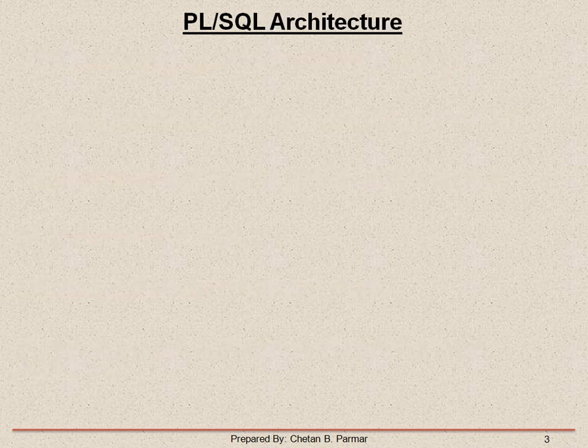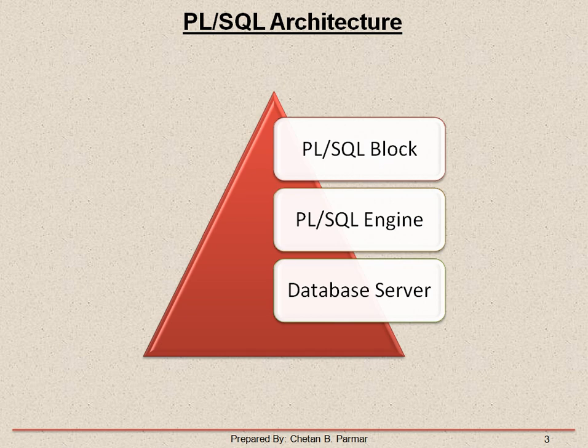Now we discuss the PLSQL architecture. Basically, this architecture is divided into three parts. You can see here, this is the PLSQL block. This is the first portion of the architecture. Second is the PLSQL engine, and third one is known as the database server.